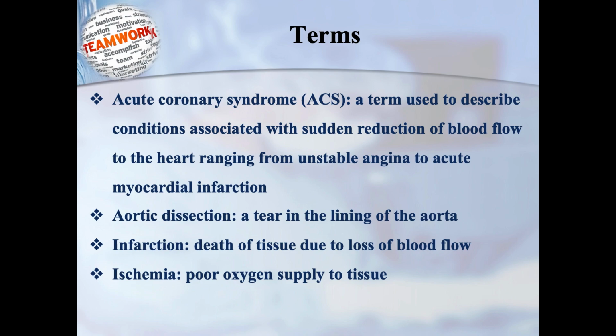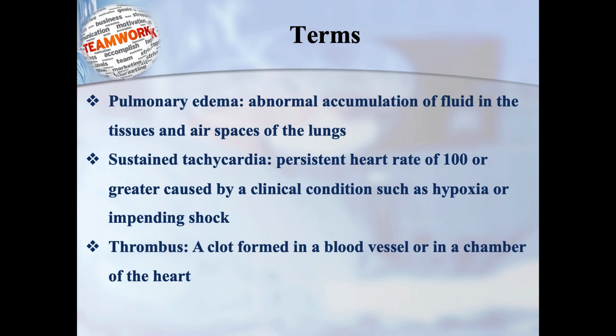Acute coronary syndrome, or ACS, is a term used to describe conditions associated with sudden reduction of the blood flow to the heart, ranging from unstable angina to acute myocardial infarction. Aortic dissection is a tear in the lining of the aorta, and I'm going to show that later. Infarction is death of the tissue due to loss of blood flow and lack of oxygen.